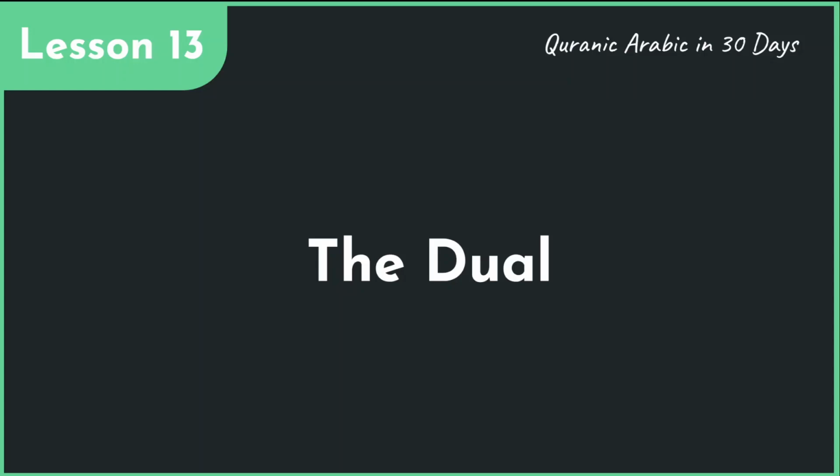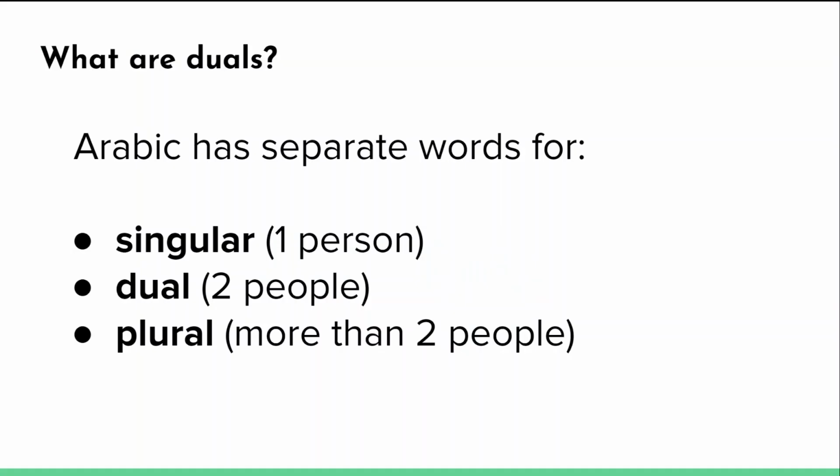Today we cover a very interesting feature of the Arabic language that not many other languages share, and that is the dual. So it turns out in Arabic, you use different words if you're talking about one person, singular, or two people, dual, or more than two people, plural.